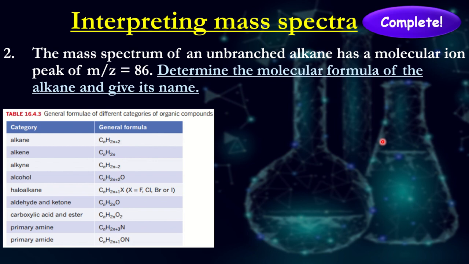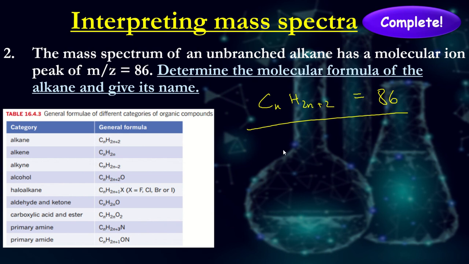Another question that they might ask of you besides interpreting the chart might be to work backwards. They might give you the mass to charge ratio and ask you to determine the molecular formula and the name of the particular substance you're dealing with. Same idea as before. We're dealing with an alkane, so we know the general formula, CnH2n+2, and we have a mass to charge ratio of 86.